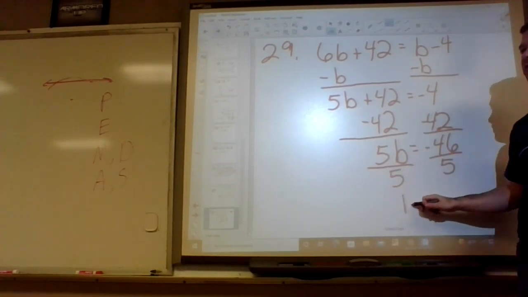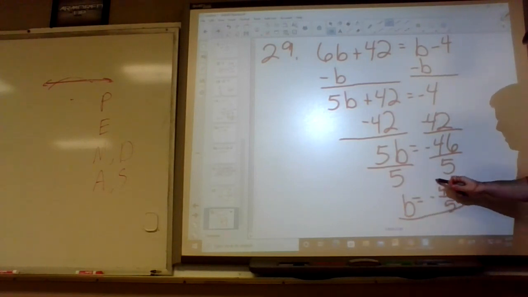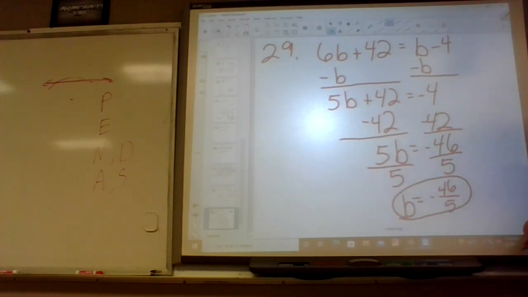Okay, here's my question. What is negative 46 divided by 5? Negative 46 fifths is the correct answer. Okay, you don't get your calculator out, just write it down. How much are we finishing on this page?